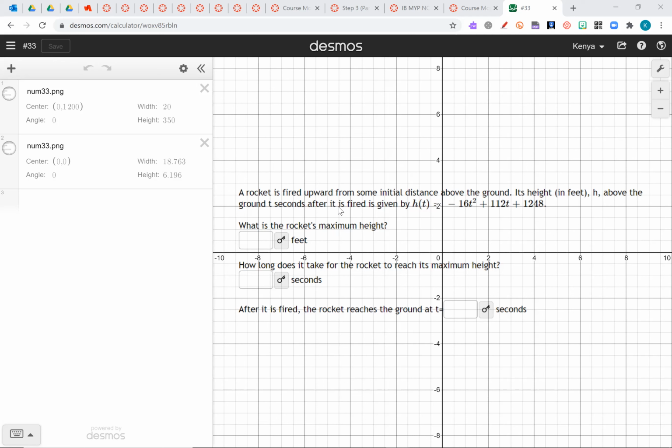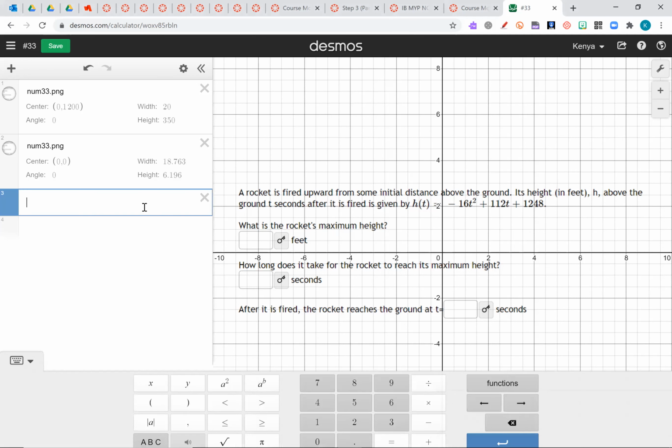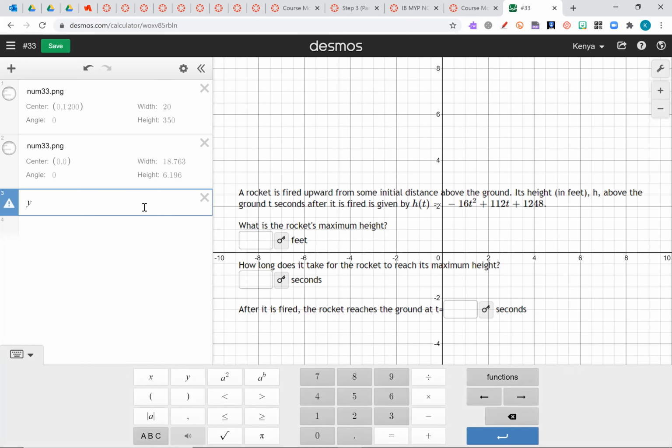So we have three questions. We're in Desmos. We're obviously going to use Desmos to solve this. Let's go ahead and start by at least typing in the function, and then we can read over the three questions. y is equal to negative 16. And listen, I said y, right? So Desmos does not recognize h and t. We're going to have to replace them with y and x respectively.